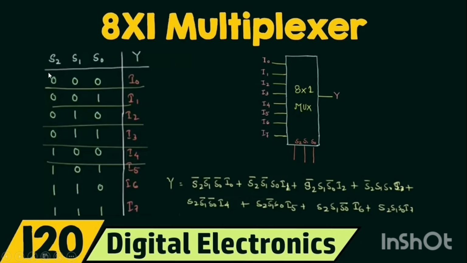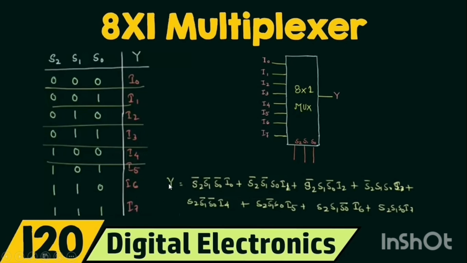When select lines are 0, 0, 0, then output Y will be I0. When select lines are 0, 0, 1, then output Y will be I1. Similarly, when select lines are 0, 1, 0, then output Y is I2. When select lines are 0, 1, 1, then output Y is equal to I3. And when select lines are 1, 0, 0, then output Y is I4. When select lines are 1, 0, 1, then output Y is equal to I5. When select lines are 1, 1, 0, then output will be I6. And similarly for I7, when select lines are 1, 1, 1.